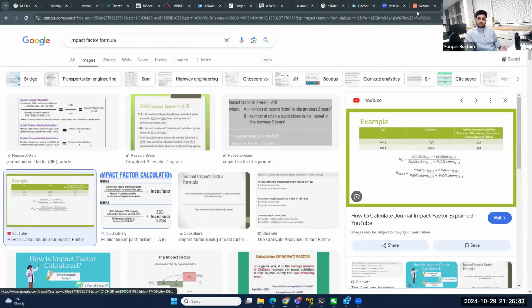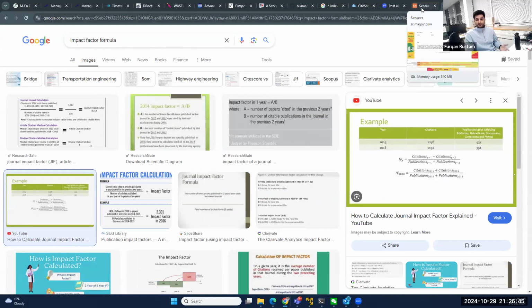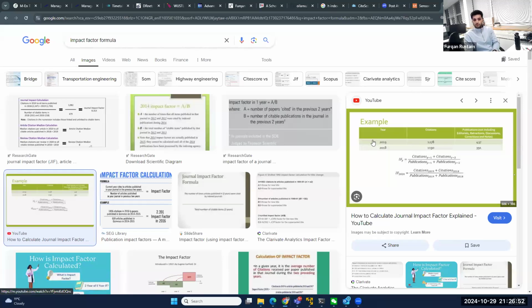While the CiteScore considers a 4-year period. And the major difference is that CiteScore is by Scopus, and the impact factor is by Web of Science. So this is one difference.